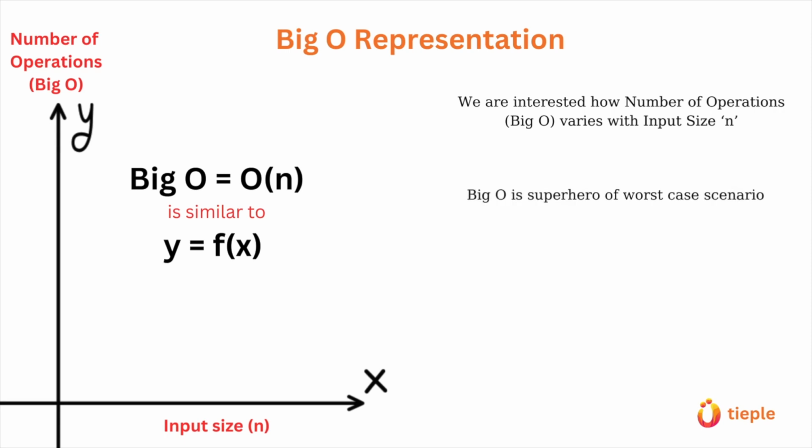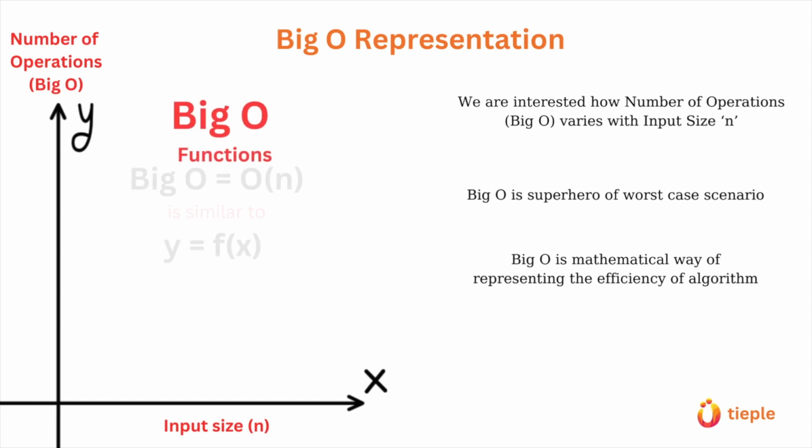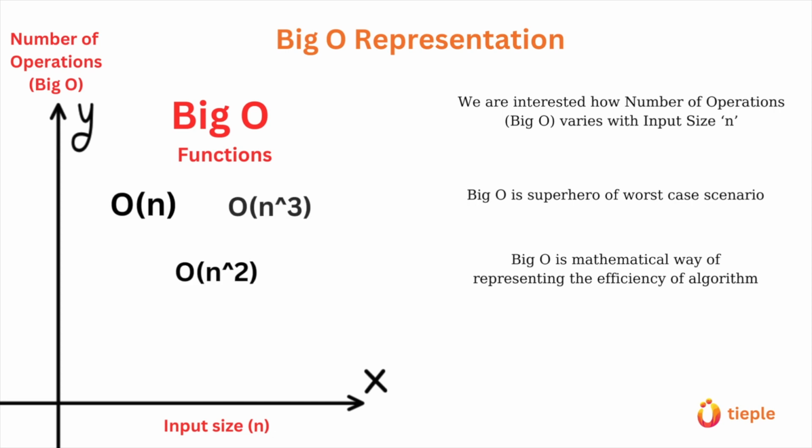Big O is like the superhero of worst case scenarios. Thus, it's a mathematical way of representing how efficient an algorithm is by showing how its operations behave when everything goes wrong. Some big O representations you might see are order of n squared, order of n cube, or order of 1. Let's discuss a few big O representations in detail.